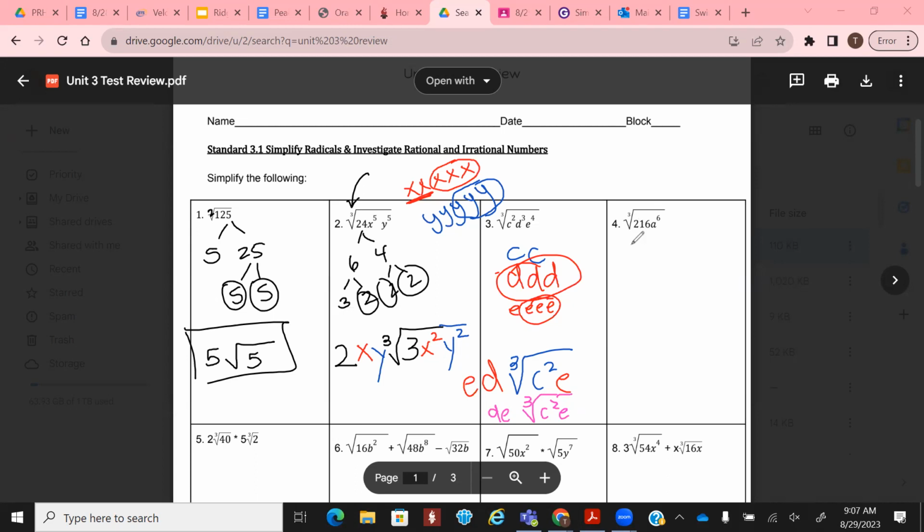Okay. On the next one, what can I break 216 down into? 36 and 6. What can I break 36 down into? And remember, we're trying to get into a group of 3, right? So we've got how many 6's? 3. So we can pull that out of the radical. And then we have 6 A's. But I can break that into 2 groups, right? So that would be 6A squared. Is there anything left underneath the radical? No. So I just get 6A squared.